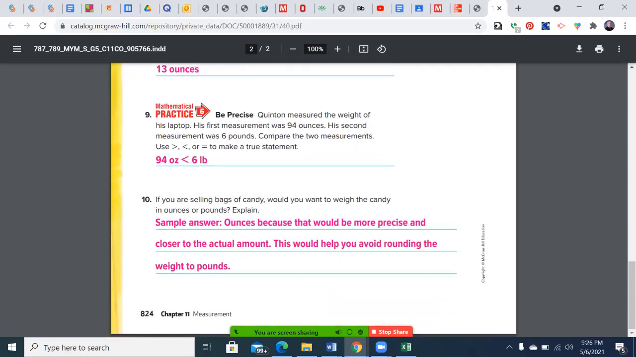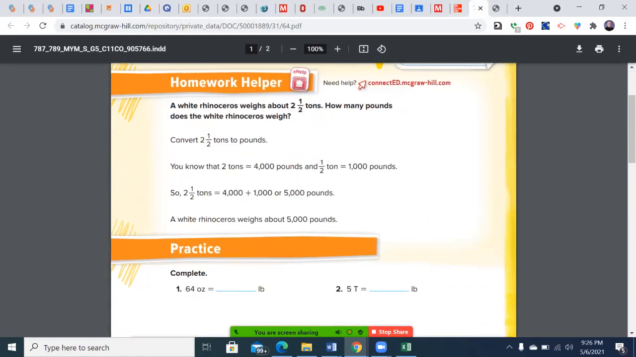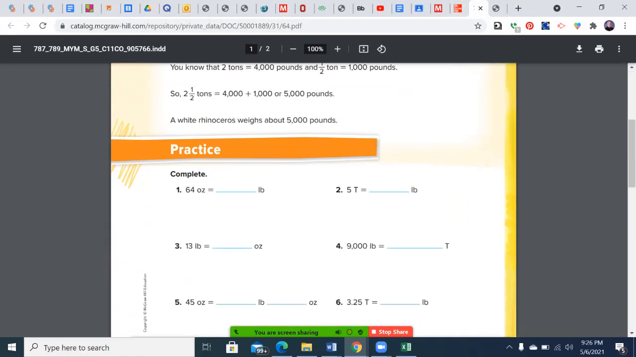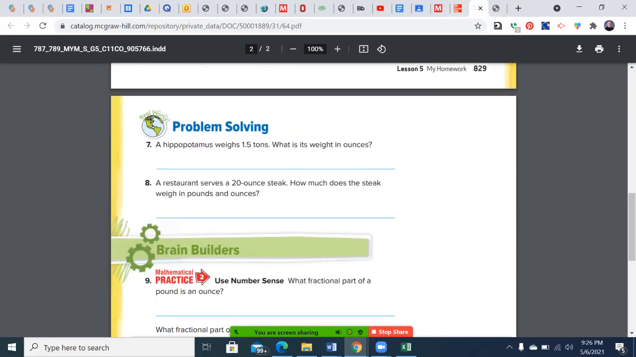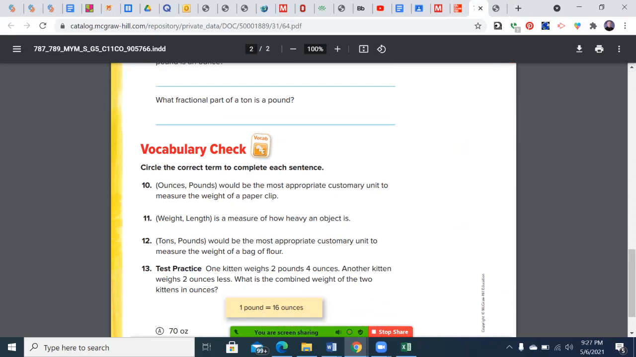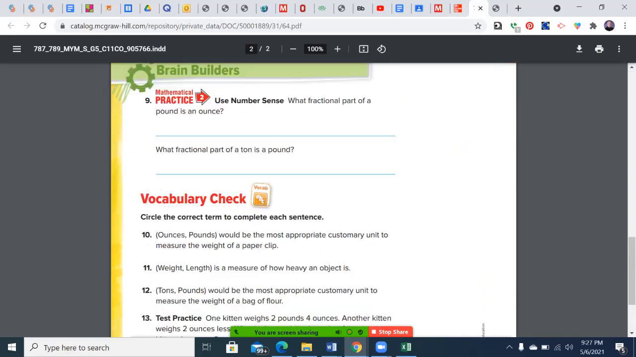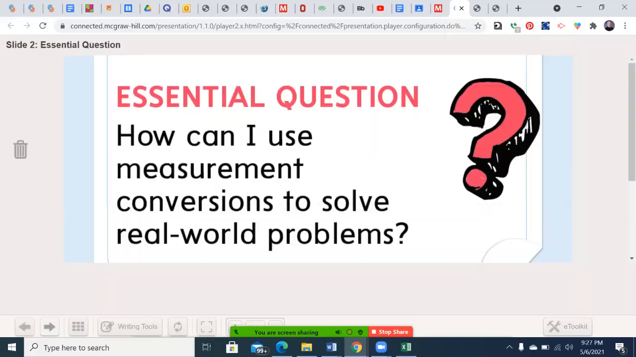All right. Today we're going to be looking at converting customary units of weight. You can see that we're doing a lot of pounds to ounces or ounces to pounds, but also some tons into pounds. A little bit longer assignment, with a lot of vocabulary. The essential question is, how can I use measurement conversions to solve real world problems?